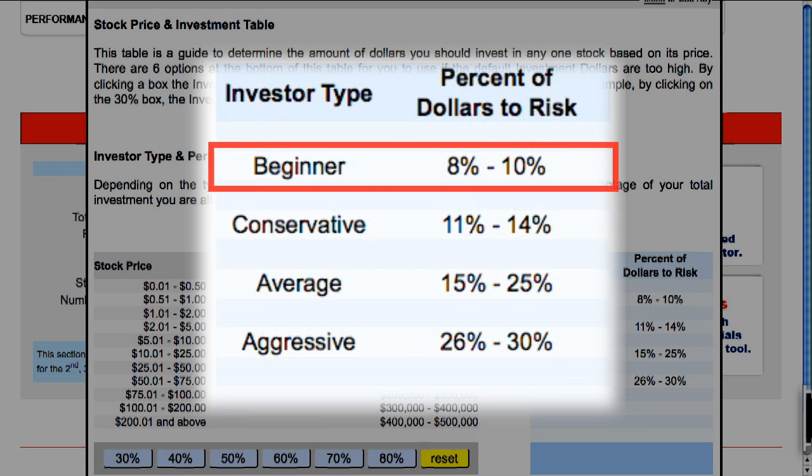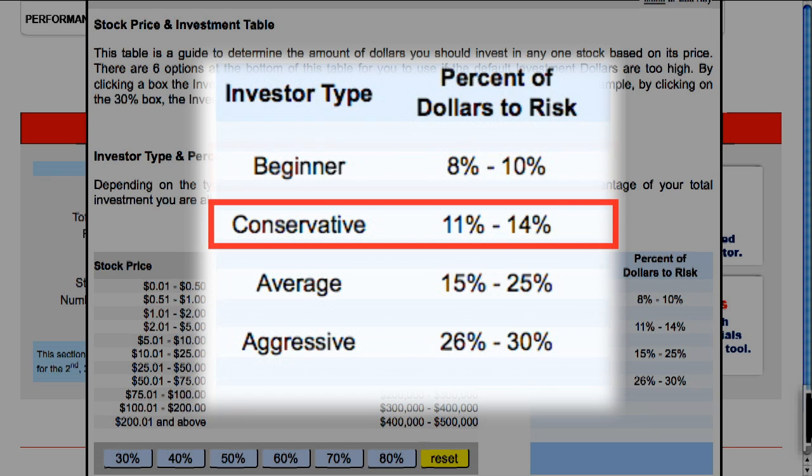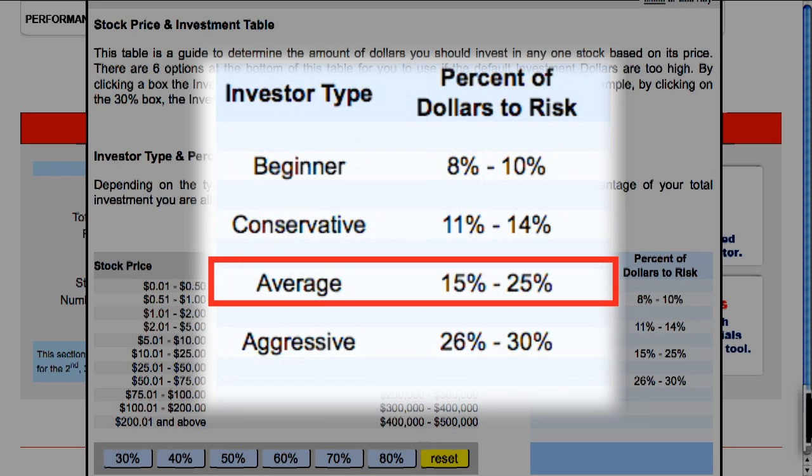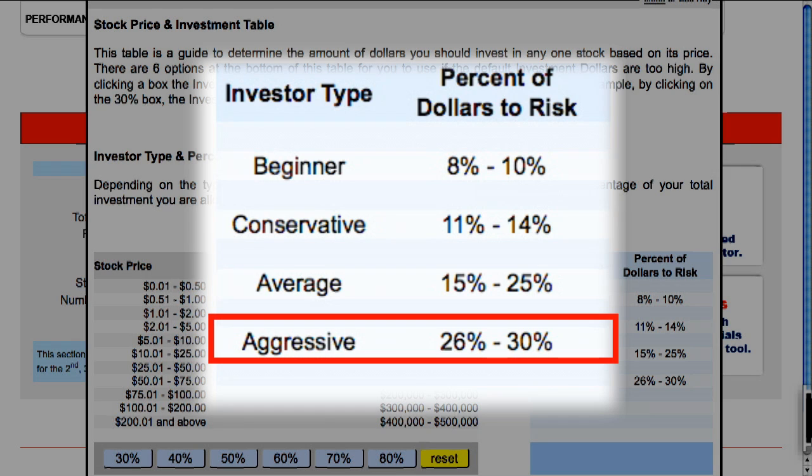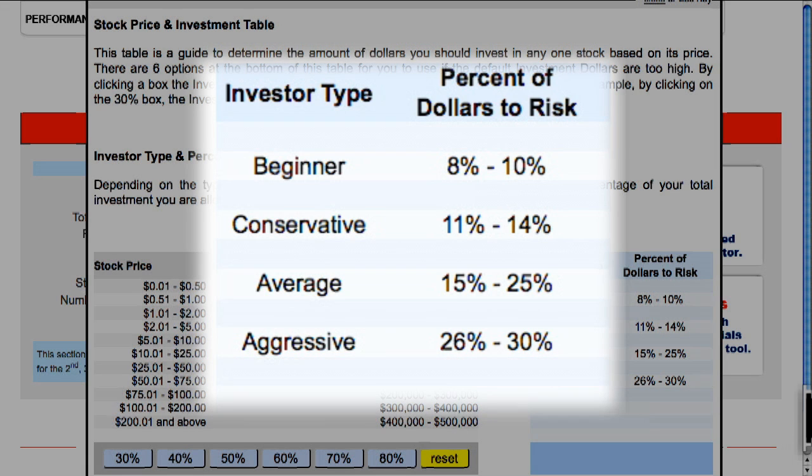A beginner investor is a first-time investor to the stock market. A conservative investor is one who is not comfortable with risking very much. An average investor is one who has a few years of investing in the markets. An aggressive investor is a young individual or one with many years of experience in the stock market. Please note, this is only a guide.